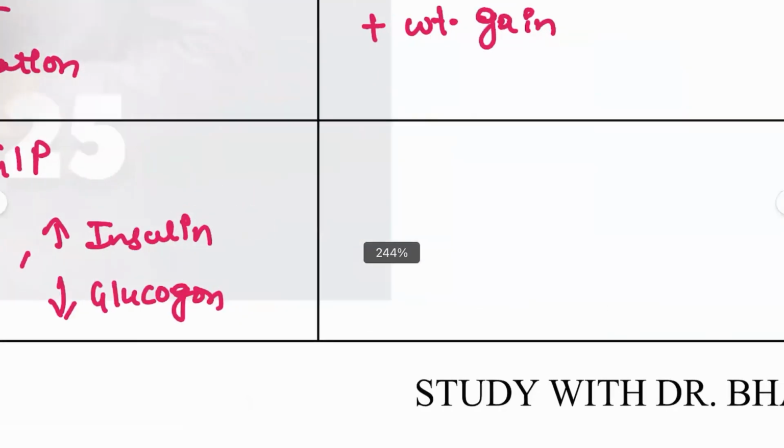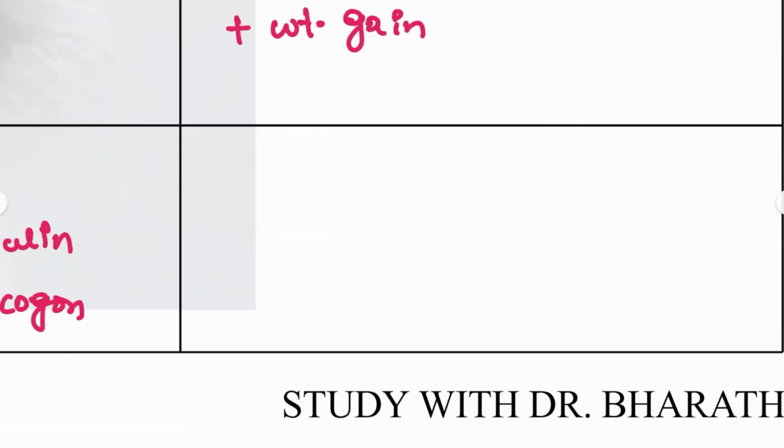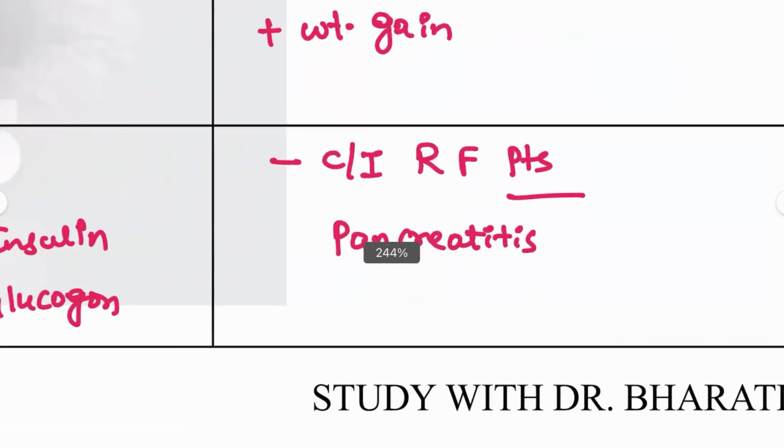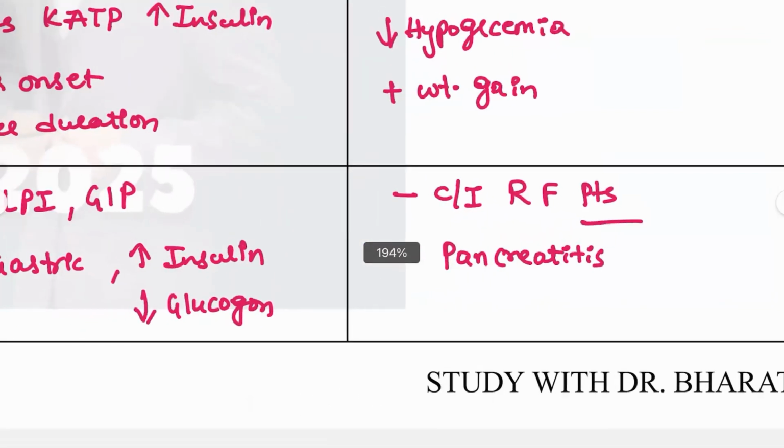All right, next, what are the key points that we have to take note of for the DPP-4 inhibitors? It is completely contraindicated in renal failure patients, but again the exception is linagliptin, which can be given. It can also cause pancreatitis, and it does not cause weight gain or weight loss. It will maintain weight neutrality in the patients.